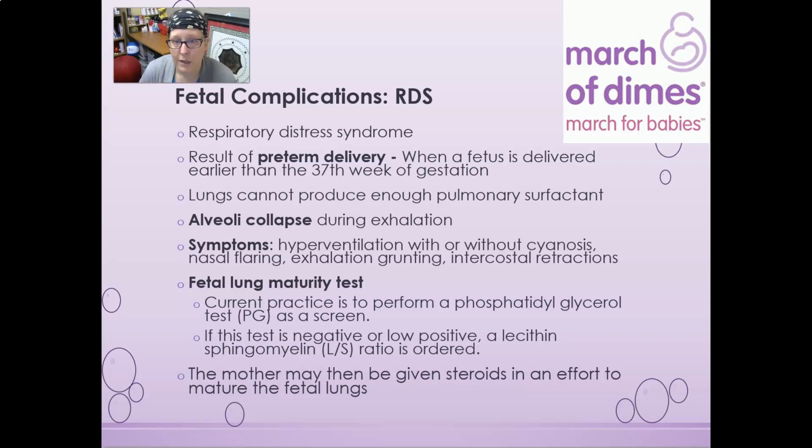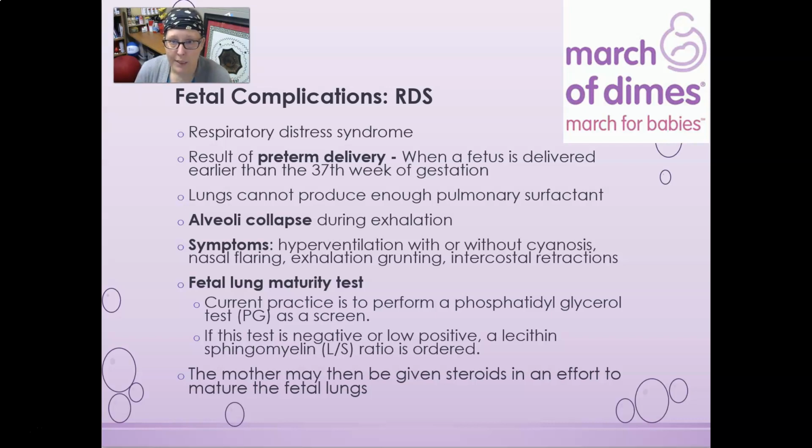So the symptoms of respiratory distress syndrome in a baby are going to be hyperventilation with or without cyanosis. So there would be a bluing of the lips and the tips of the fingers and toes and nose and ears, etc. There will be nasal flaring and exhalation grunting. So they're really working hard at breathing, also with intercostal retraction. You can see they're struggling to inflate their lungs to suck air in, and it's really obvious.